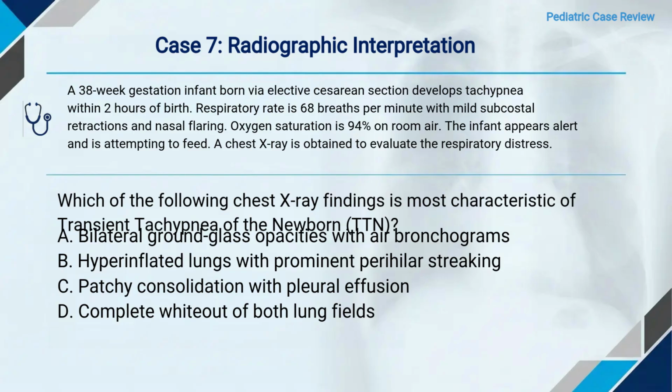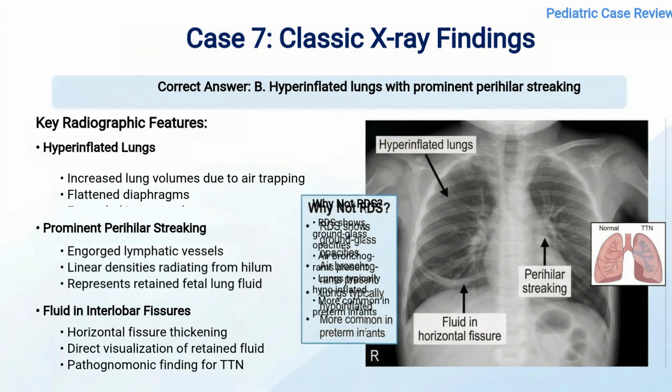Option A, bilateral ground glass opacities with air bronchograms. Option B, hyperinflated lungs with prominent parahilar streaking. Option C, patchy consolidation with pleural effusion. Option D, complete whiteout of both lung fields. The correct answer is option B, hyperinflated lungs with prominent parahilar streaking. There are 3 classic radiographic features of transient tachypnea of the newborn that you must memorize.